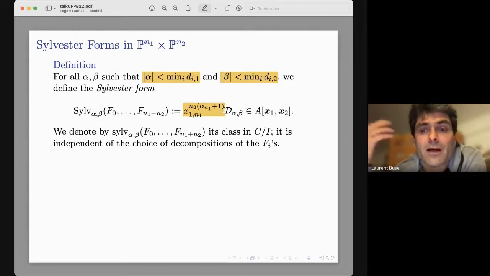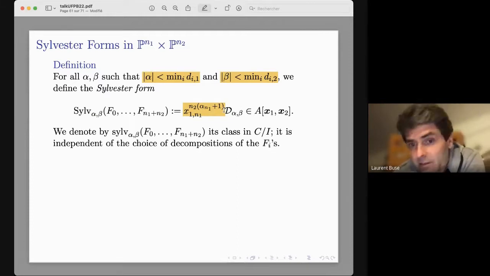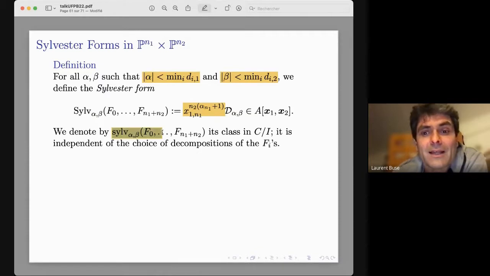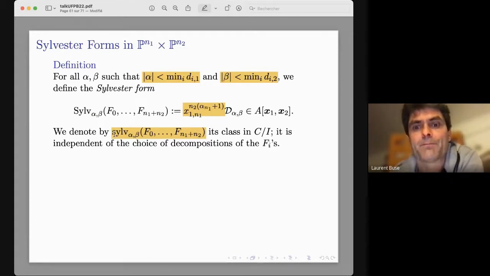You can define a Sylvester form as a sort of determinant that comes from a decomposition of the d f i. Okay, again, you can prove that mod I, so the class of this element in C mod I, is independent of the choice of decomposition. So this is very important, and you get some canonical elements associated to the d f i for any bidegree alpha beta. So I will denote that here with a small s.